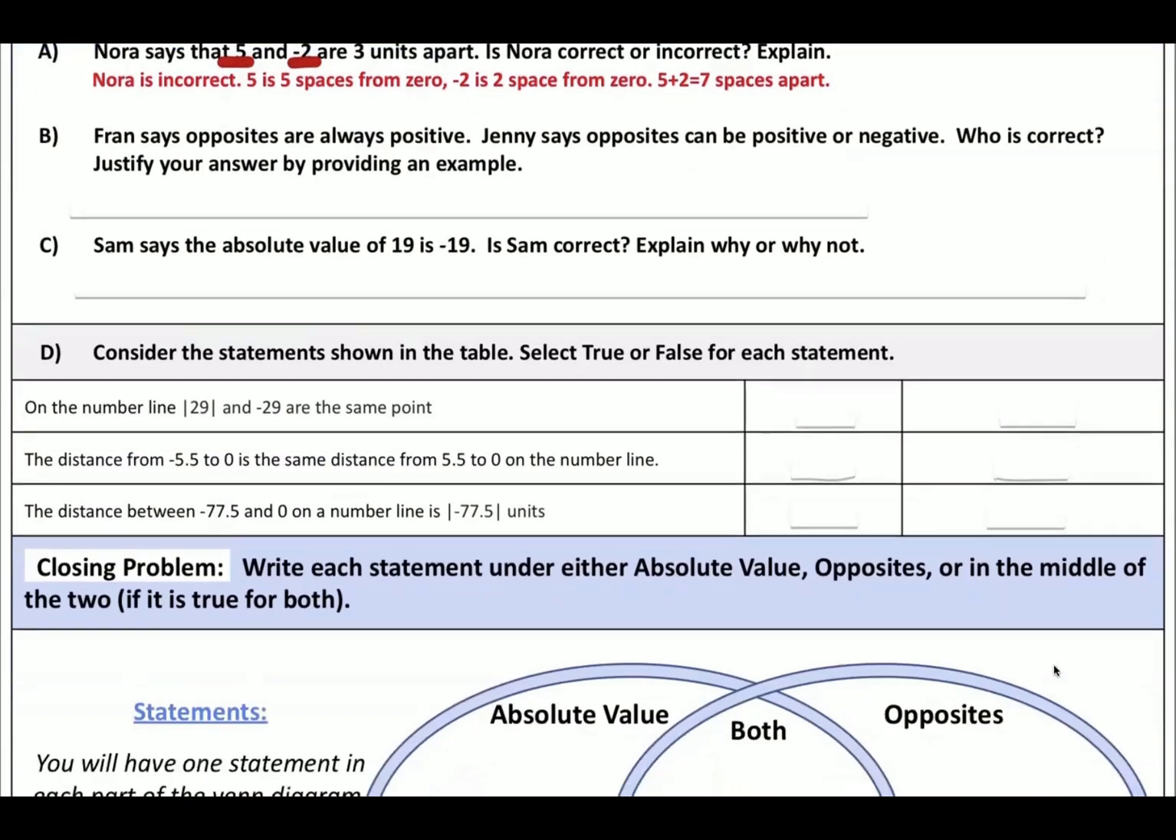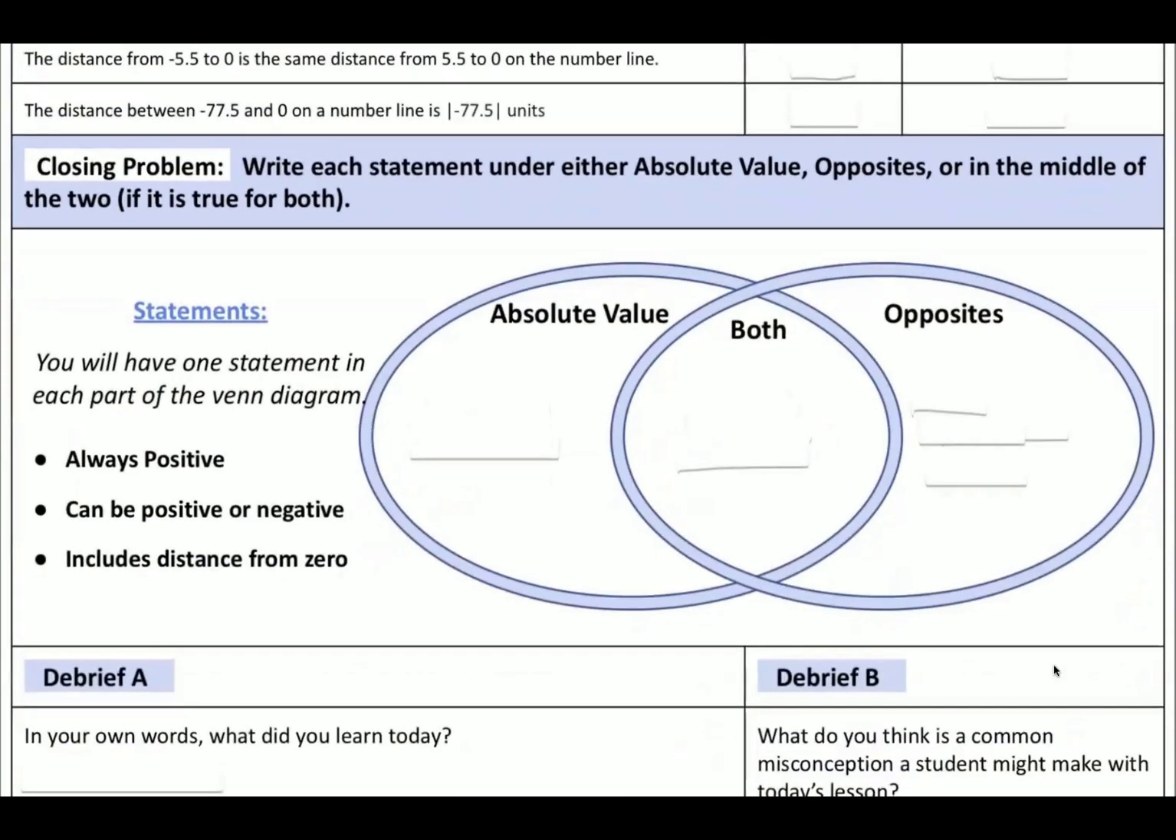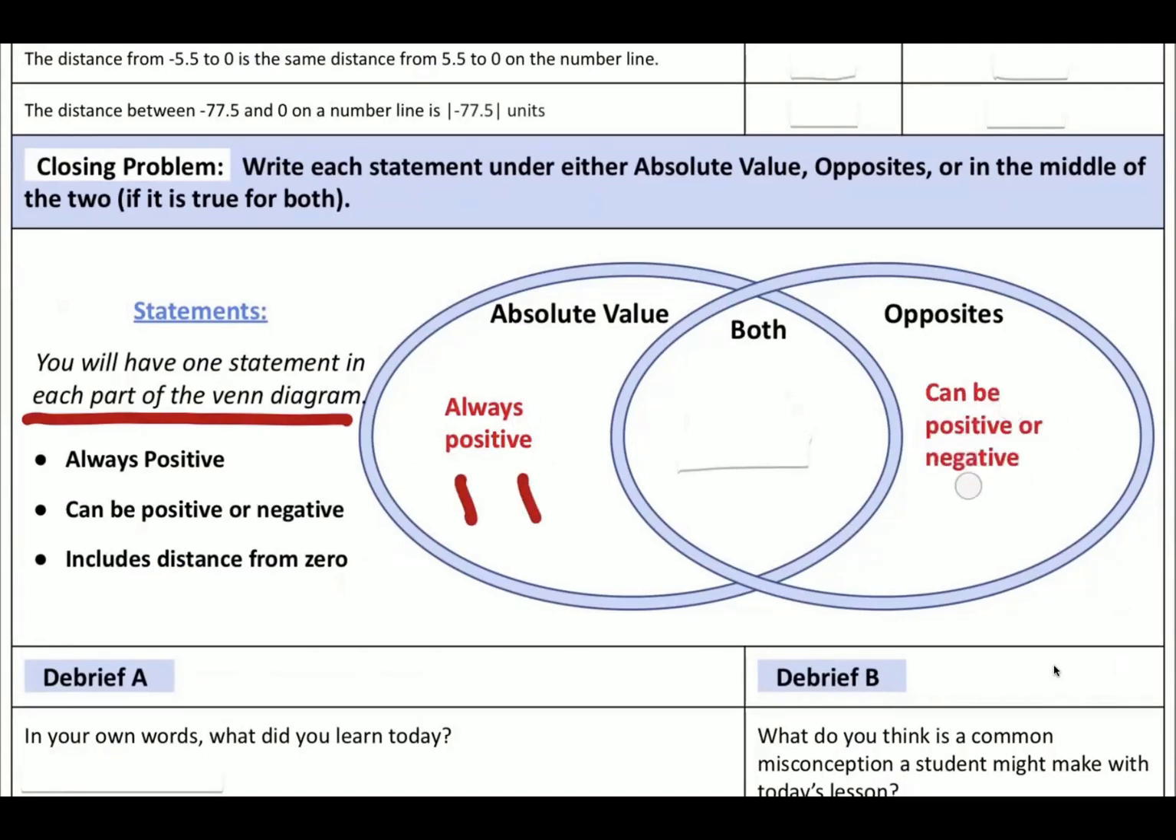Now, let's go down to our Venn diagram. Okay, it says you will have one statement in each part of your Venn diagram. Okay, so for absolute value, you should have it's always positive. Remember, we represent it by those lines. For opposites, the statement you should have is it can be positive or negative. An example is 7 and -7 are opposites. And then under both, they both have to do with distance from 0.